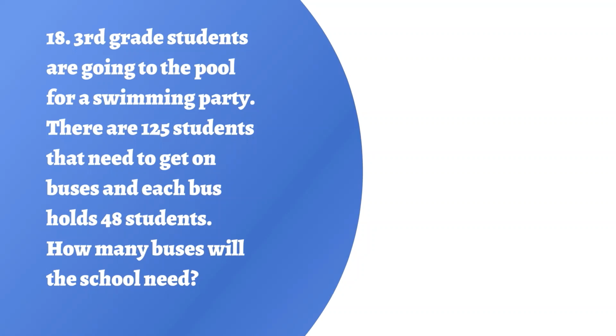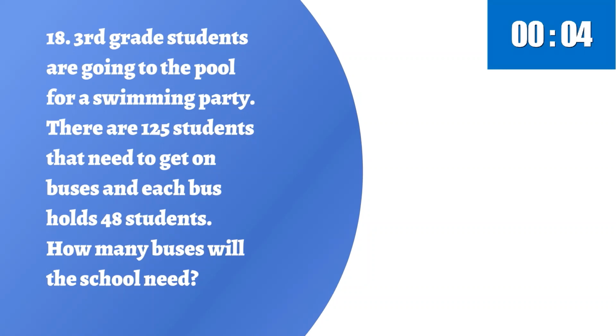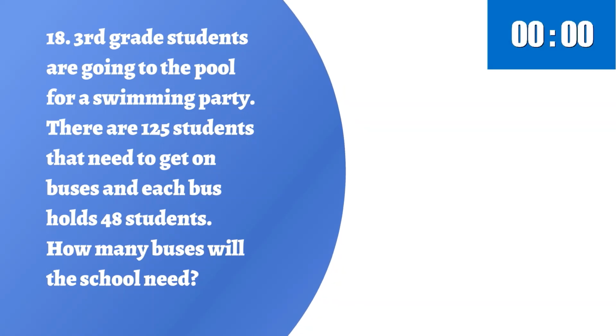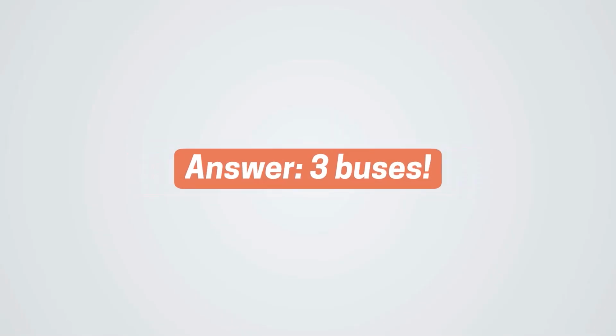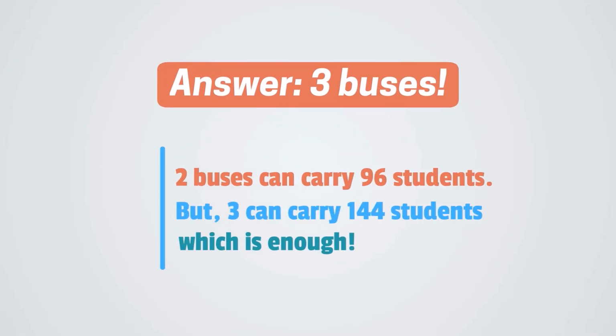Number 18. 3rd grade students are going to the pool for a swimming party. There are 125 students that need to get on buses, and each bus holds 48 students. How many buses will the school need? Pause the video for more time. The answer is 3 buses. 2 buses can carry 96 students, but 3 buses can carry 144 students, which is enough.